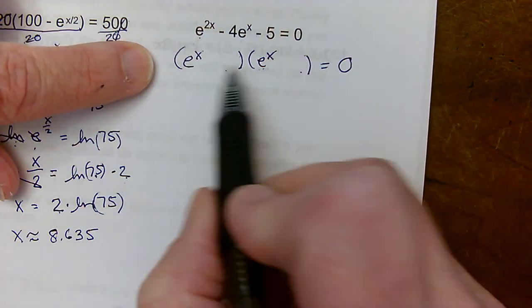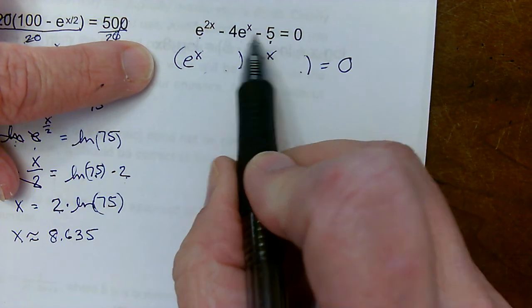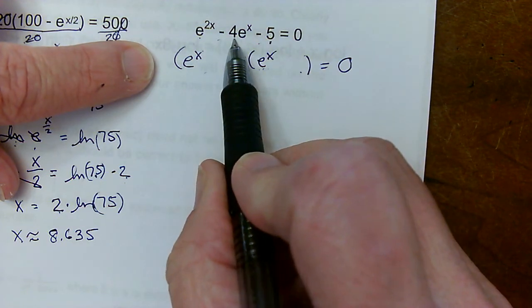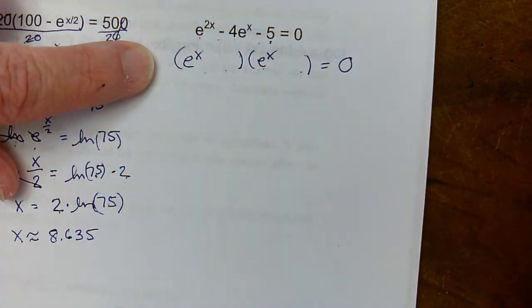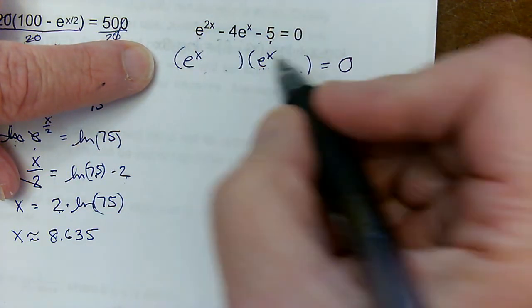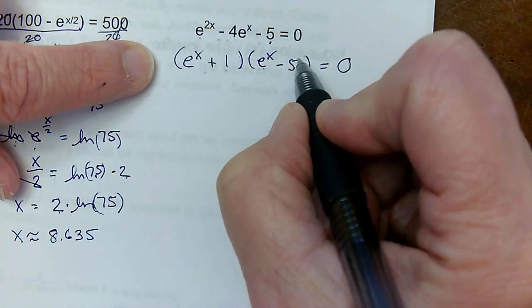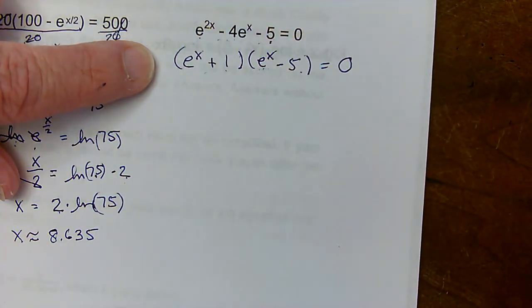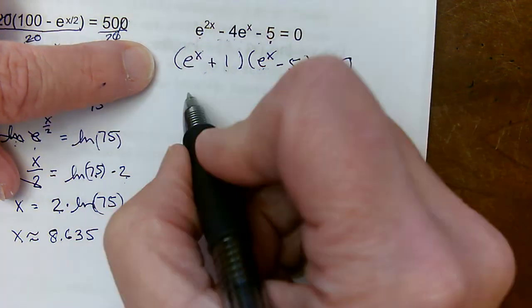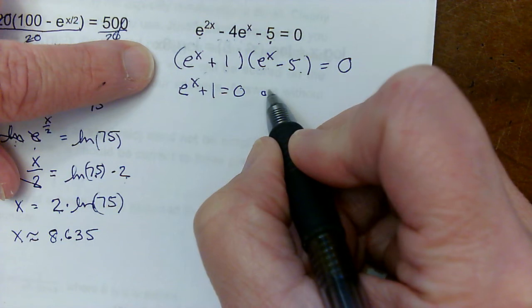The 2 numbers at the ends need to multiply to give me negative 5, and they need to add up to negative 4. Well, it's either going to be 1 and negative 5 or negative 1 and positive 5. 1 and negative 5 add up to negative 4, so I'm going to put plus 1 and minus 5. So that's factored. Now, because that product equals 0, I can set each one of the factors equal to 0.